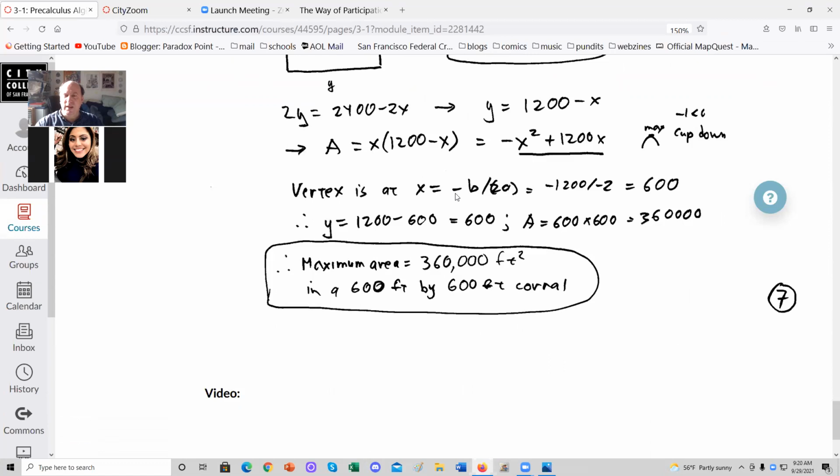The vertex is x equals negative b over 2a. That's negative 1,200 over negative 2, or 600. And going back, y equals 1,200 minus x, so y equals 1,200 minus 600, that's 600, and A equals x times y, which is 360,000. So the maximum area is 360,000 square feet in a 600 foot by 600 foot corral. All right.